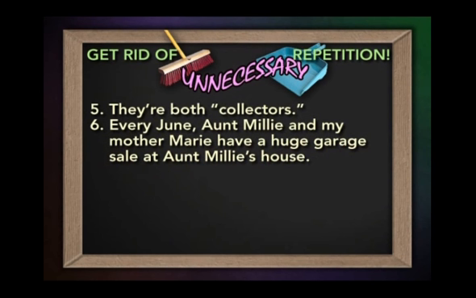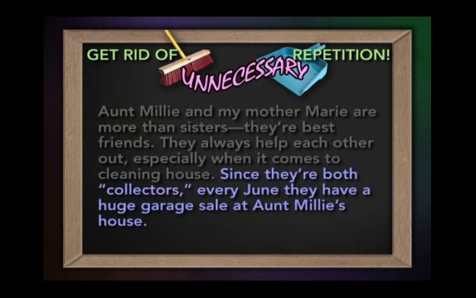Maybe I'll take the first one and I'll use a since. So I'll go, since they're both collectors. I like that. Every June they have a huge garage sale at Aunt Millie's house. So I've done here what I did at the previous sentence. I gave an example. They're both collectors is my statement. Here's my example. They have a huge garage sale.